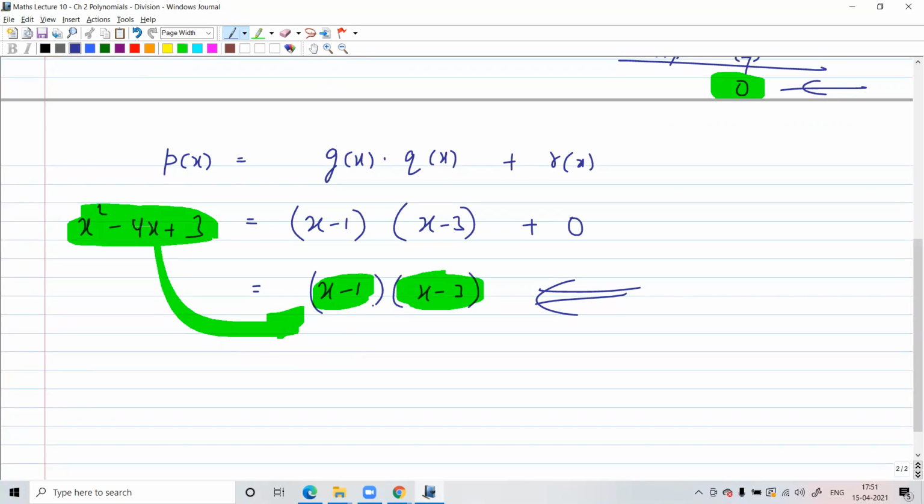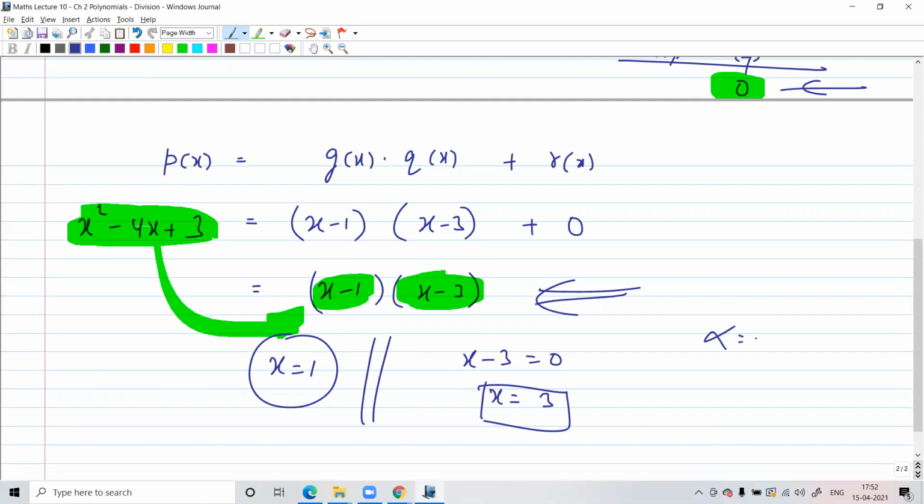So x minus 1, we already knew that x equal to 1 was one of the zeros. But from the other factor, I have got that x minus 3 equal to 0. That means x is equal to 3. So the zeros are alpha is 1, beta is 3. I could find both the zeros using simple division.